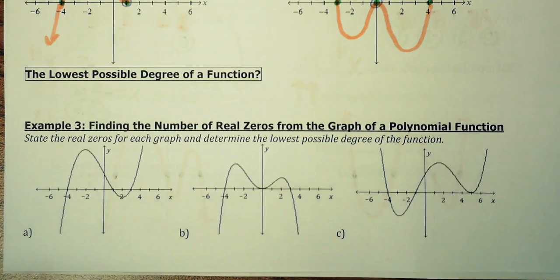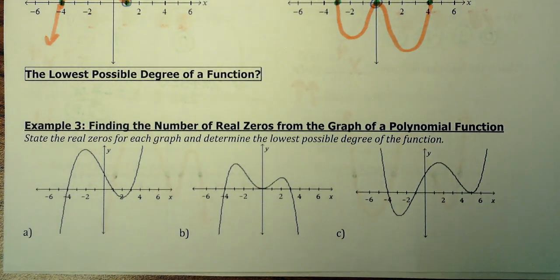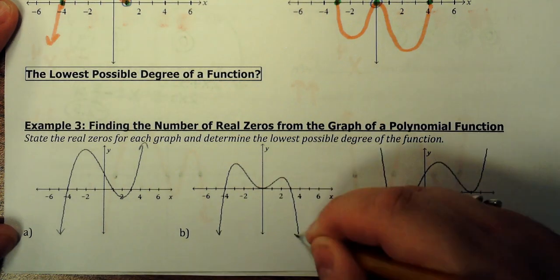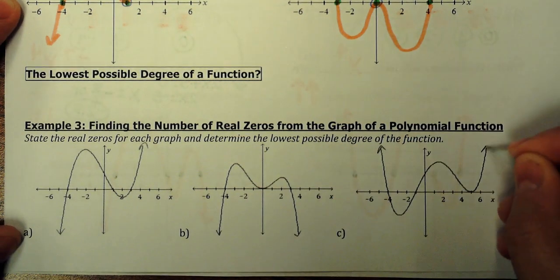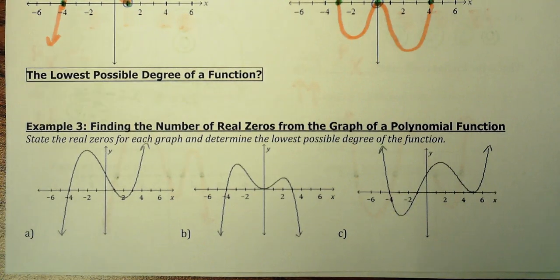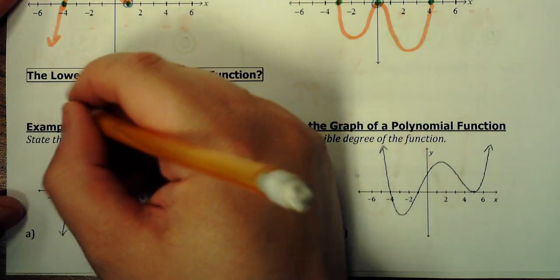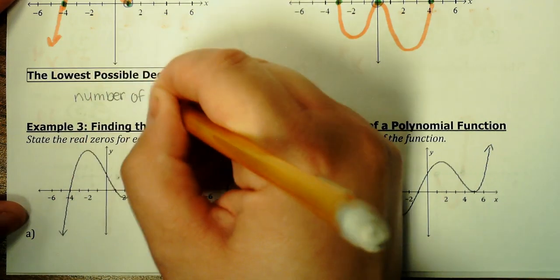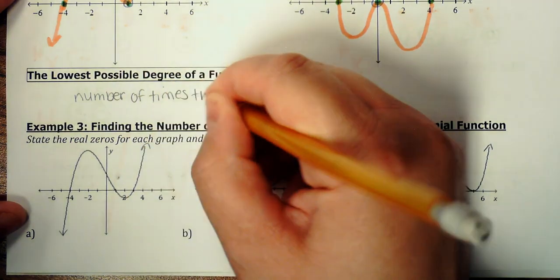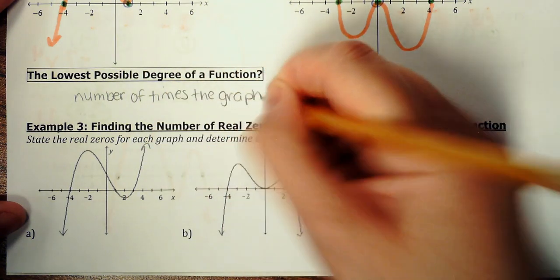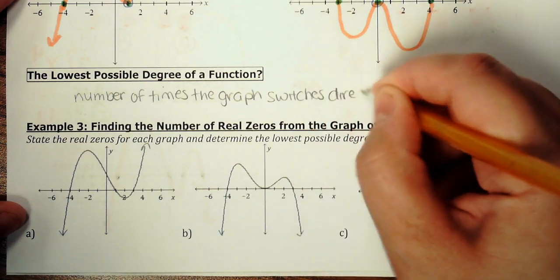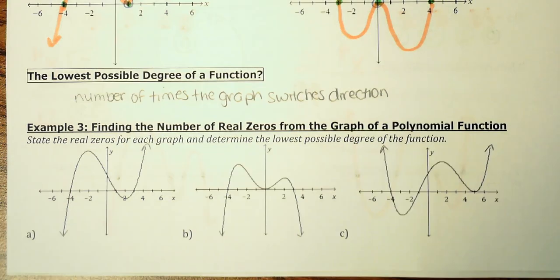Okay, and to find the degree of a polynomial from the graph, I'm just going to talk about that real quick. So these are already graphed for you, and forgive me, these should have arrows on the end for the end behavior. So just to figure out the lowest possible degree, here's what you want to remember: the number of times the graph switches direction.